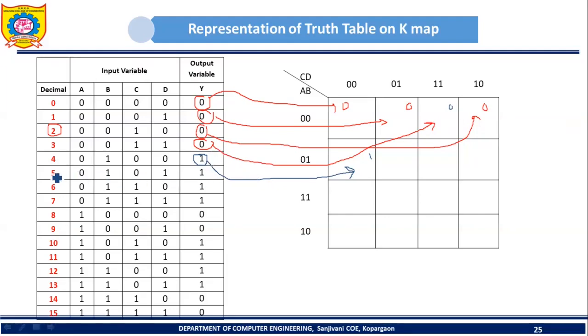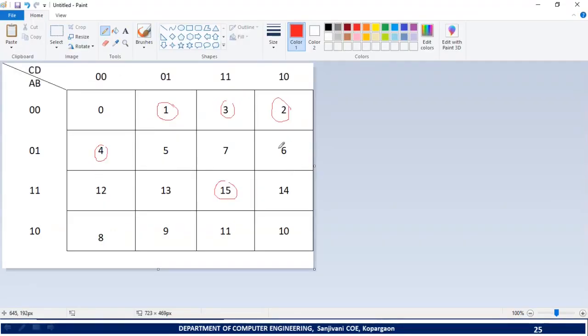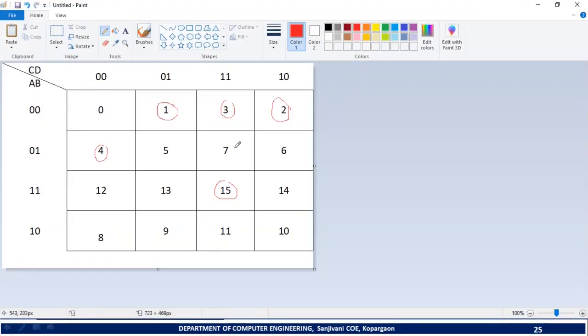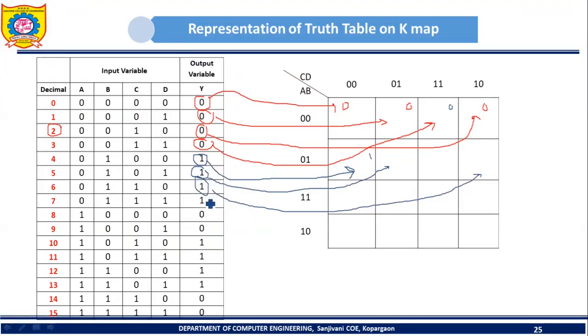Then the next row corresponds to decimal number 5. So in the KMap we have 5 here, and this 1 should be written in this particular cell. Then the next row in the truth table corresponds to 6. In this KMap we have 6 here. So this particular 1 should be written in which cell? In this cell. Then the next row corresponds to decimal number 7. In the KMap we have 7 in this particular cell. So that's why this particular 1 should be written in this cell.